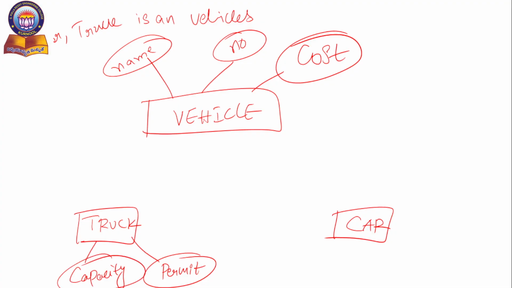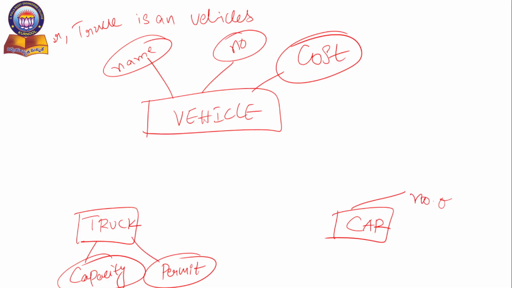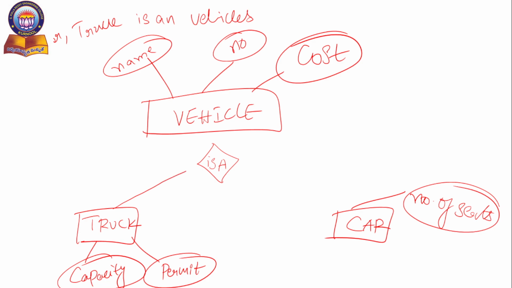For car, what are the different attributes? Number of seats. Next, this is called a relationship, so we have to draw a generalization relationship symbol. Easy. Here we see truck is a vehicle. Vehicle must have the vehicle name, vehicle number, and vehicle cost. Here car is also a vehicle, and it follows the bottom-up approach.